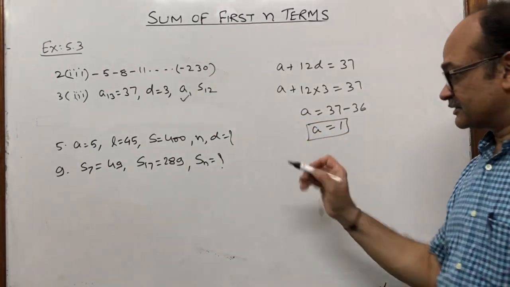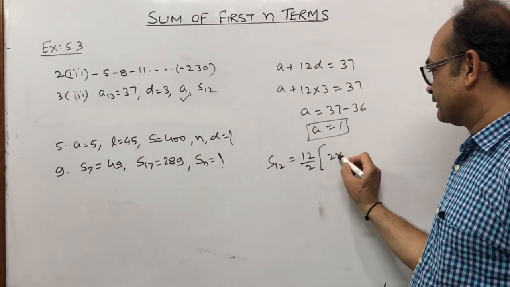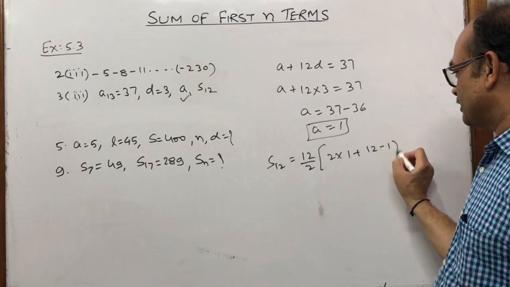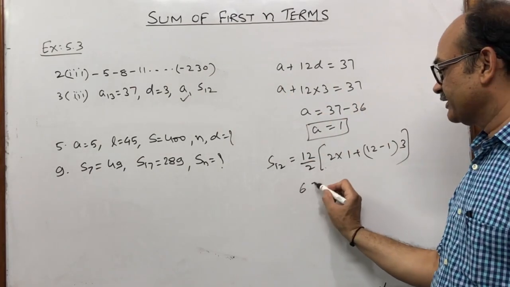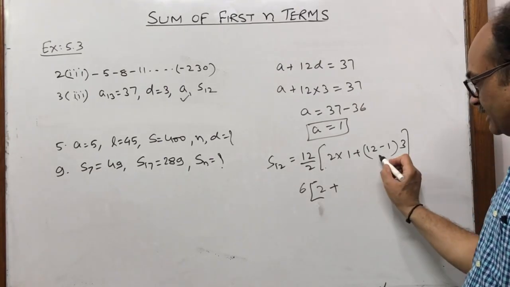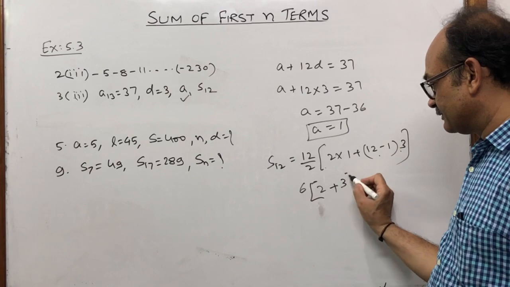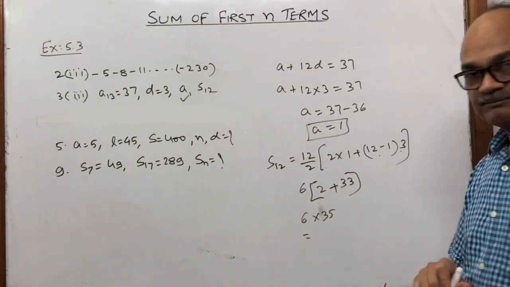Sum of 12 terms. So apply the formula for the sum of 12 terms: 12 by 2 into 2a plus 12 minus 1 into d. d is already with us. So what are we getting? 6 into 2 plus 11 into 3, 33. That is 35 into 6, 210.